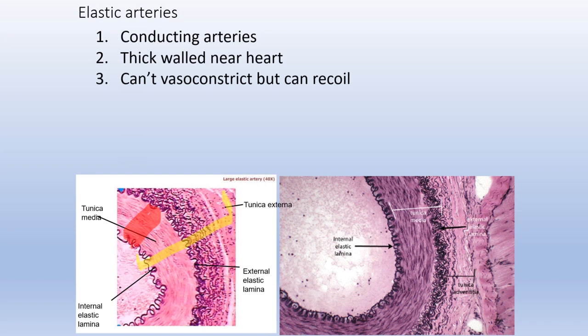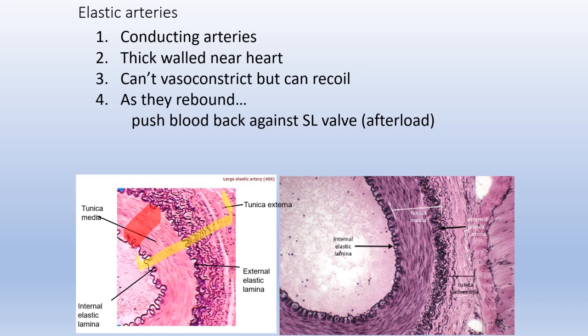So they can't vasoconstrict or get smaller, but they can recoil as the heart lowers or stops pumping and lowers its pressure to 80. These vessels kind of recoil and fill again. As these vessels rebound, they push back against the heart. There's a valve in the heart called the aortic valve. That's what controls blood leaving the heart to the body. And elastic arteries like your aorta push back on this valve for a split second. And that is what's called afterload. It's the pushback. We'll talk about that more specifically, especially in the blood pressure video.